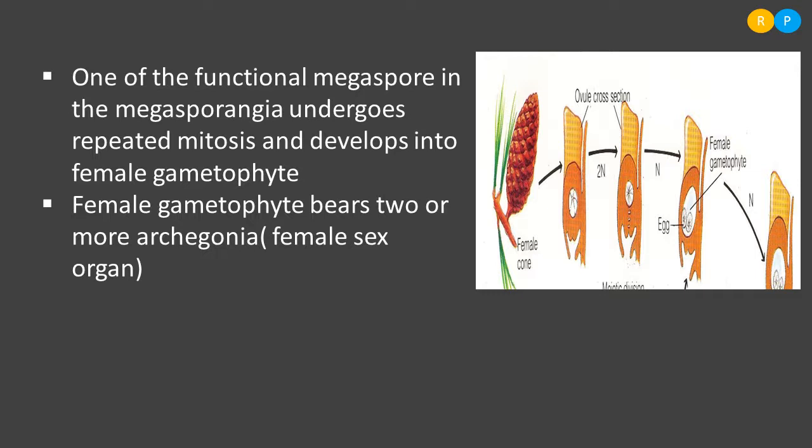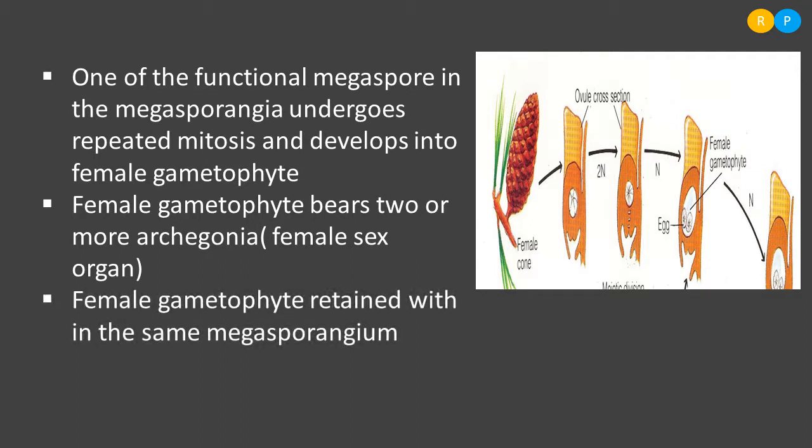Understood, right? So this female gametophyte consists of what? 2 or more archegonia. Within the archegonia, we can find the presence of female gametes. So female gametes are named as what? Egg. Egg is a female gamete. This female gamete develops within the female gametophyte. Understood, right? So this female gametophyte is retained within the same megasporangium. It does not separate out from the sporophyte. It is retained within the same megasporangium.